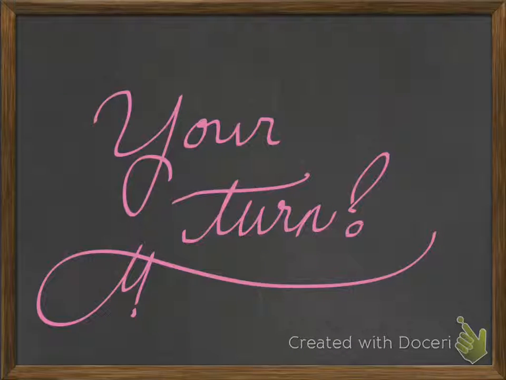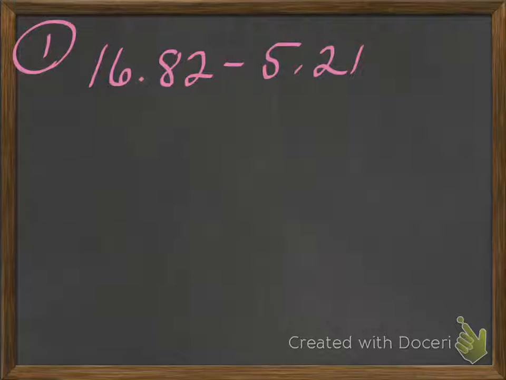Alright, now it's your turn to give a few a try. 16 and 82 hundredths minus 5 and 21 hundredths. Remember to put them vertically and then subtract, lining up all the decimal points and the place values. Pause the video, and then in a few seconds come back and I will share with you the answer.